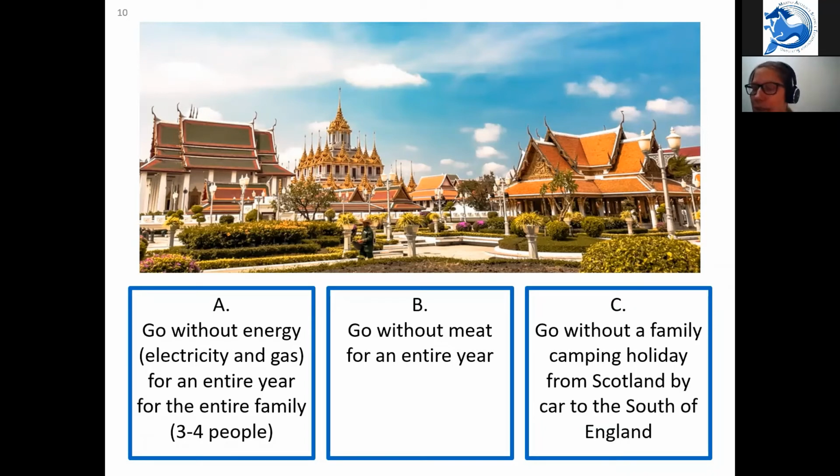Would it be that we'd need to go without energy, electricity and gas for an entire year for the entire family, assuming you have a family of about 3 to 4 people? Go without meat for an entire year, or go without a family camping holiday from Scotland by car to the south of England? I'll give you a little moment to think about that. And Hannah, let's close the poll in about 3 seconds, then, please.